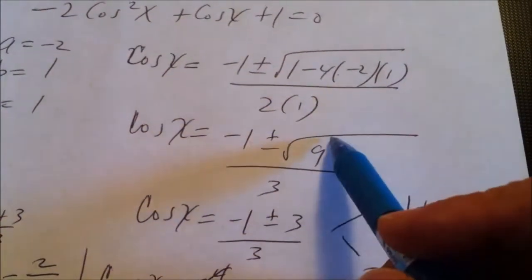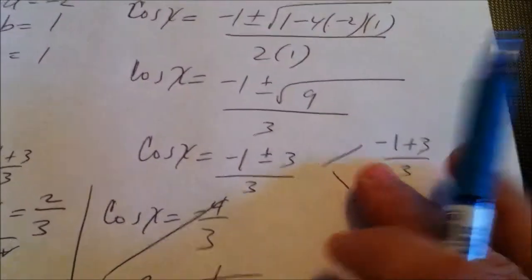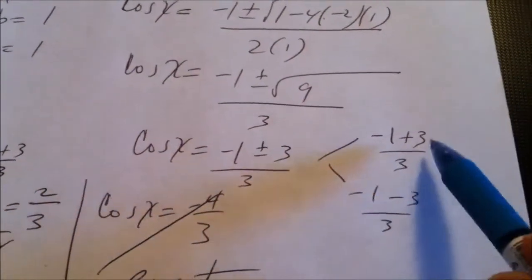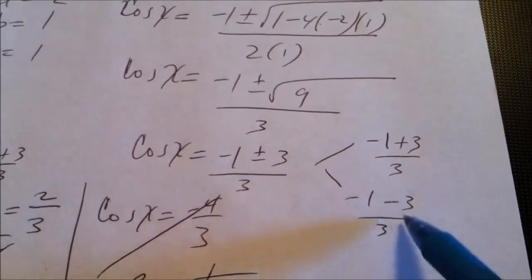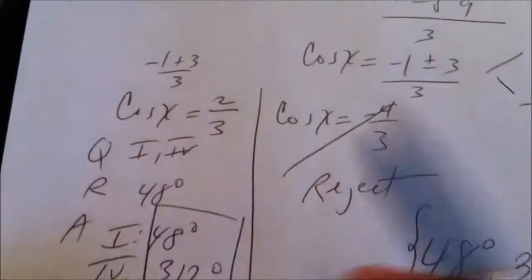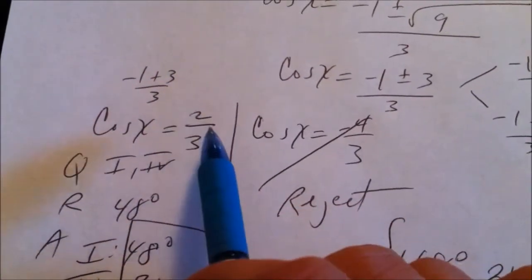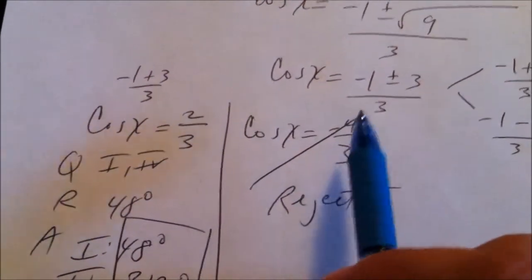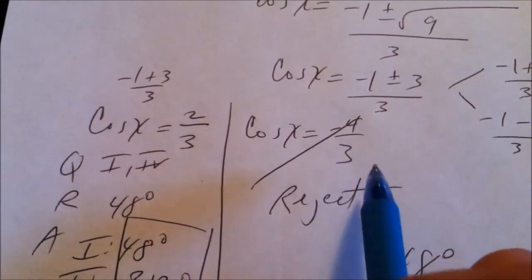Put this into the calculator, I get a 9. Simplify our radical 9, I get 3. Break it up to negative 1 plus 3 over 3, negative 1 minus 3 over 3. And then I bring back the trig, which is cosine. So this is my negative 1 plus 3 over 3, which is 2/3. This is my negative 1 minus 3 over 3, which is negative 4/3.